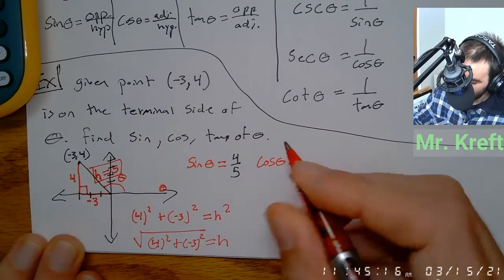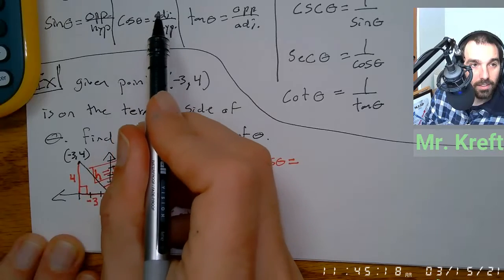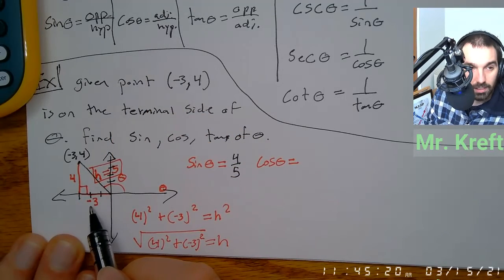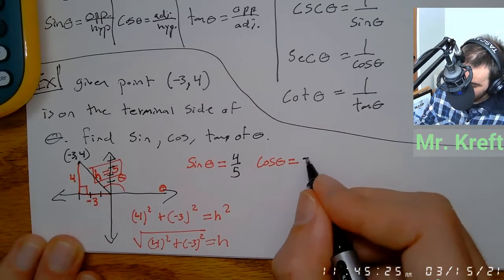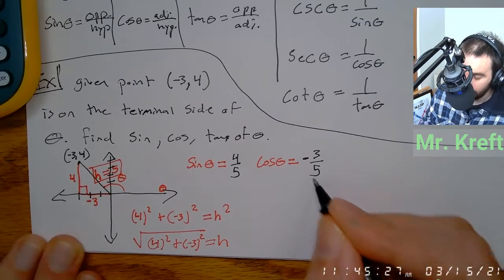Cosine of theta equals, okay, so cosine is adjacent over hypotenuse. So adjacent is -3 and 5. So I would have -3/5.